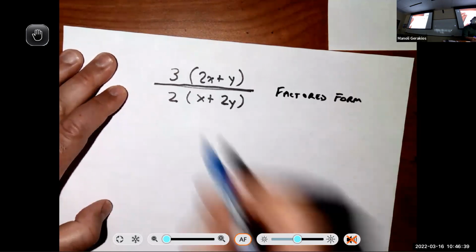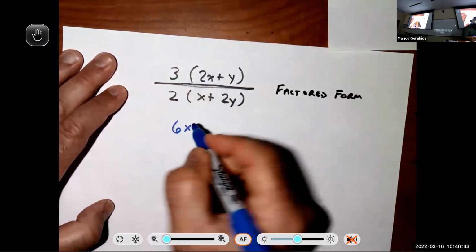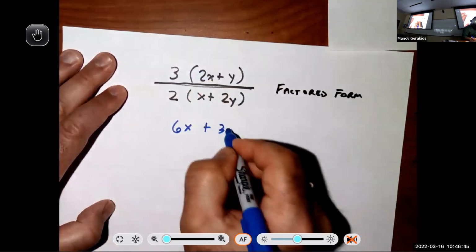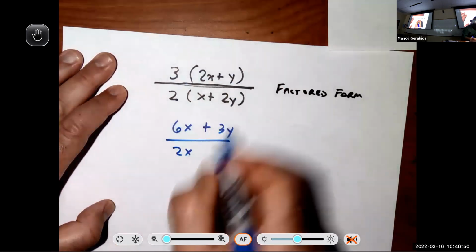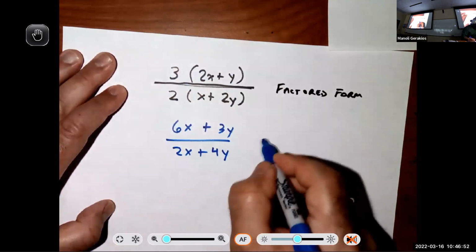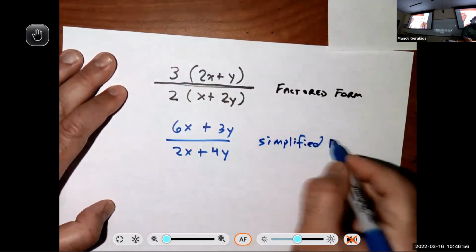If we distribute the 3 and the 2, we get 3 times 2x is 6x. 3 times y is 3y. 2 times x is 2x. 2 times 2y is 4y. And this would be simplified form. They're both correct.